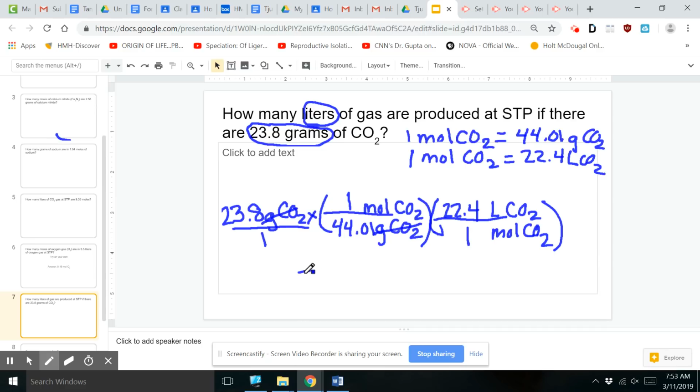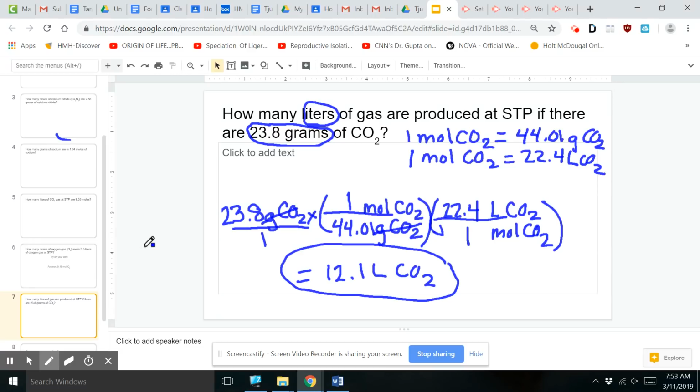So my answer is 12.1 liters of CO2. It's a little bit trickier because it's got 2 steps. So now we're going to have you try your 2 steps on your own.